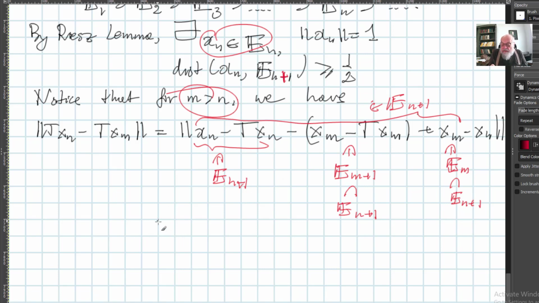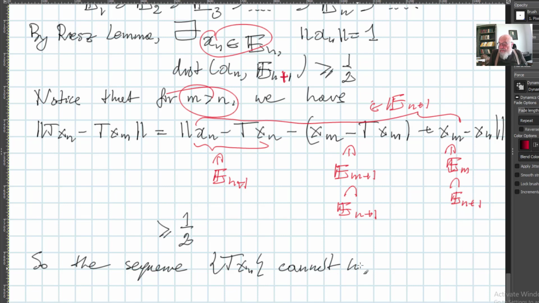So we obtained that this value must be larger than 1/2. So the sequence Txn cannot have a convergent subsequence. So we get a contradiction.